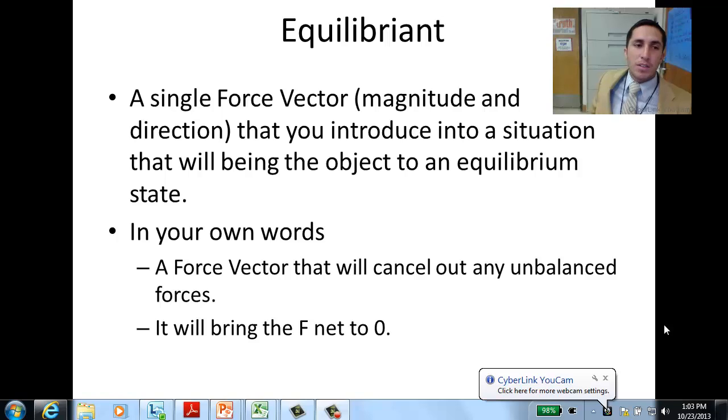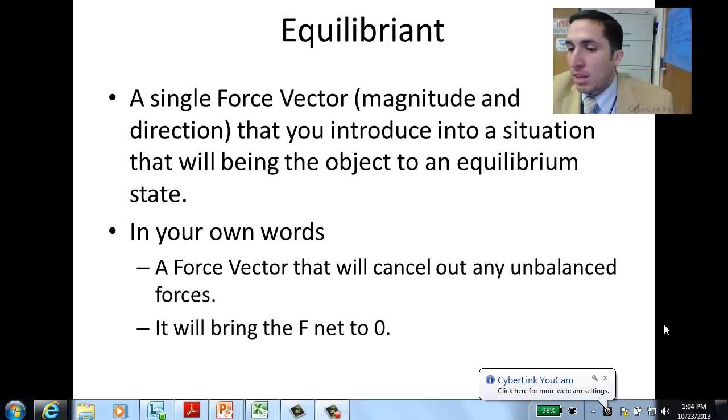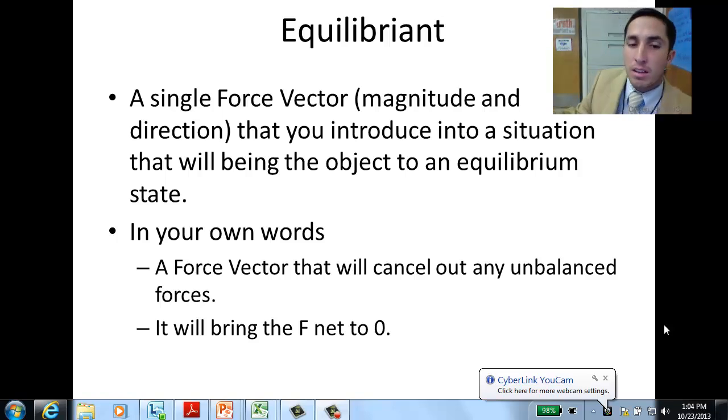But yeah, before we start, let's just go ahead and talk about what Equilibrant is. The formal definition of it is a single force vector. Remember, a vector is anything with magnitude and direction that you introduce into a situation that will bring the object to an equilibrium state. So what does that really mean? You'll probably tell your friends, well, it's a force vector that we introduce to cancel out any unbalanced forces.